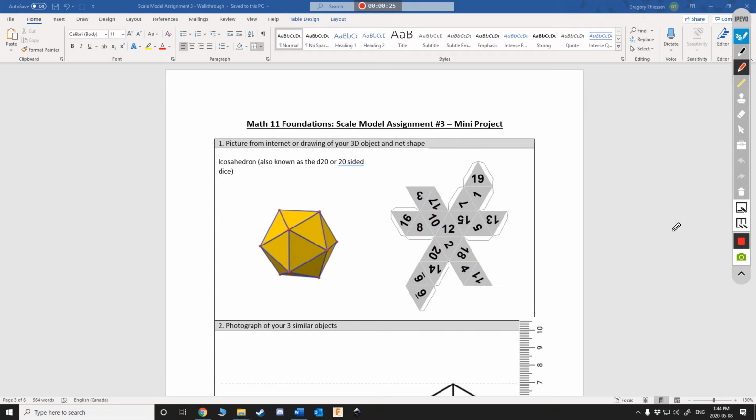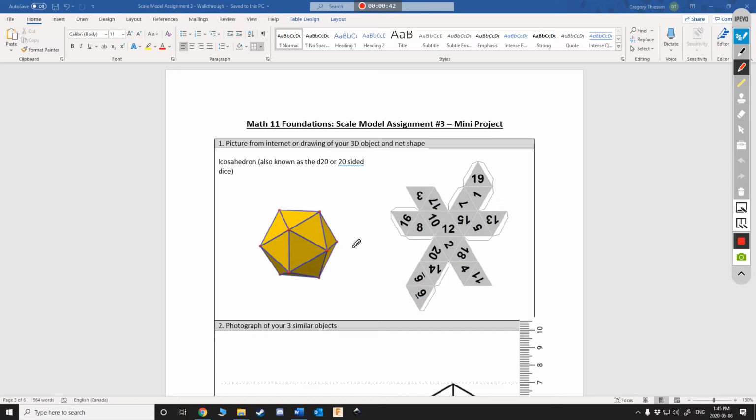For this example, I chose probably one of the more complicated objects. I assume most people won't choose this one. We call this an icosahedron, and it's also known as the D20, or the 20-sided dice. So this is a 20-sided polygon.